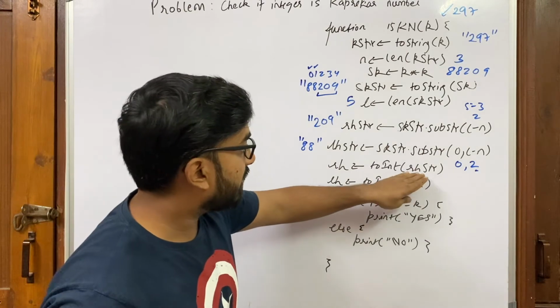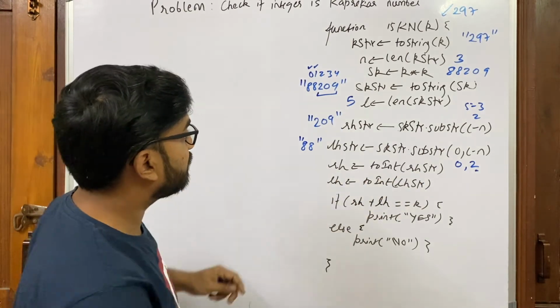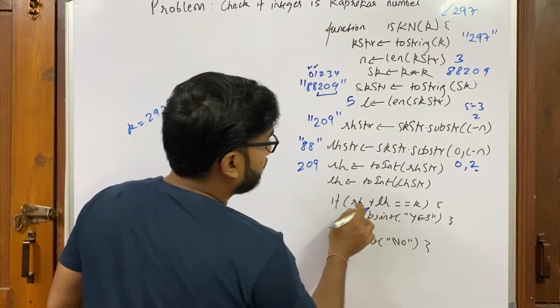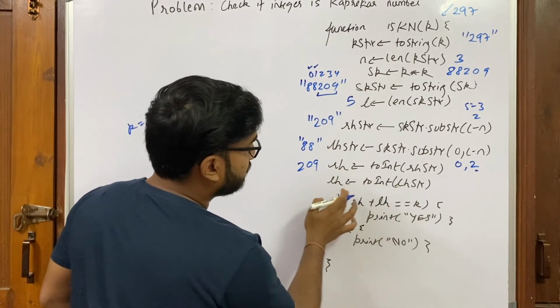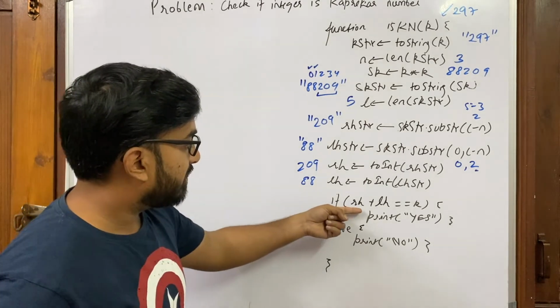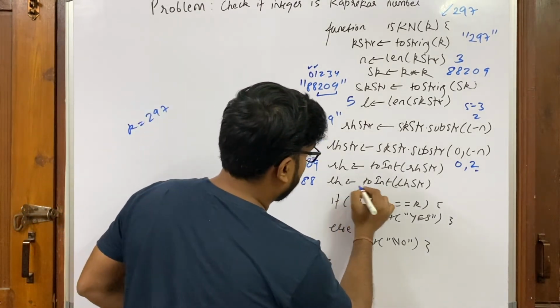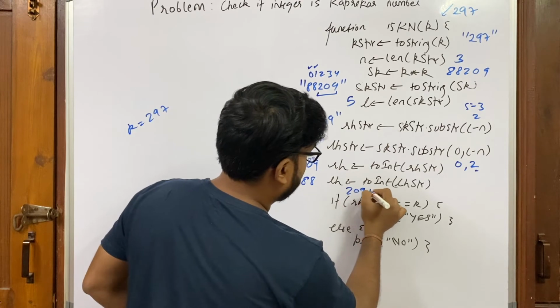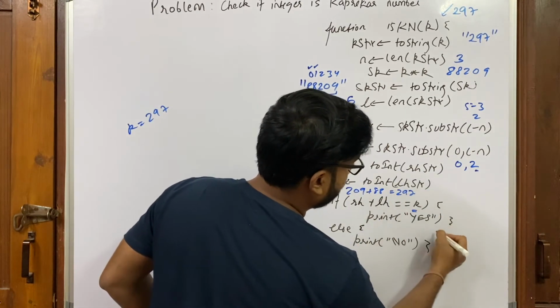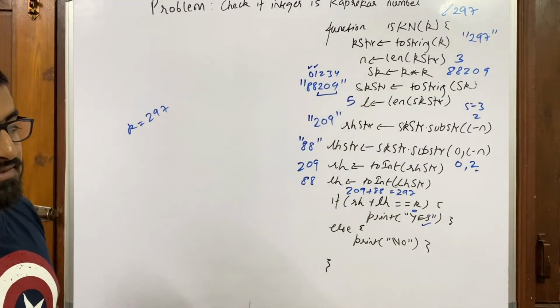Then you convert the right half string into the right half, so you get 209 as an integer. Similarly, you convert the left half string into the left half, 88 as an integer. Then you check right half plus left half, so 209 plus 88 is basically 297, which is equal to k, so you print yes.